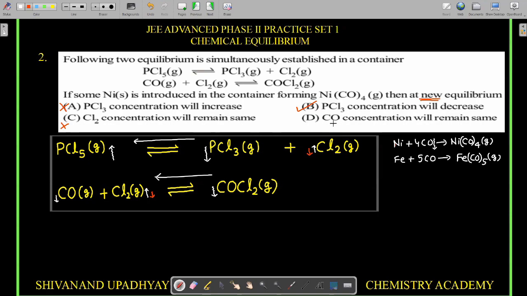D option, carbon monoxide concentration will remain constant. No, that is wrong. Carbon monoxide concentration is going to decrease because it is reacting with nickel, right? So D option is also wrong. So the answer of this question should be B.